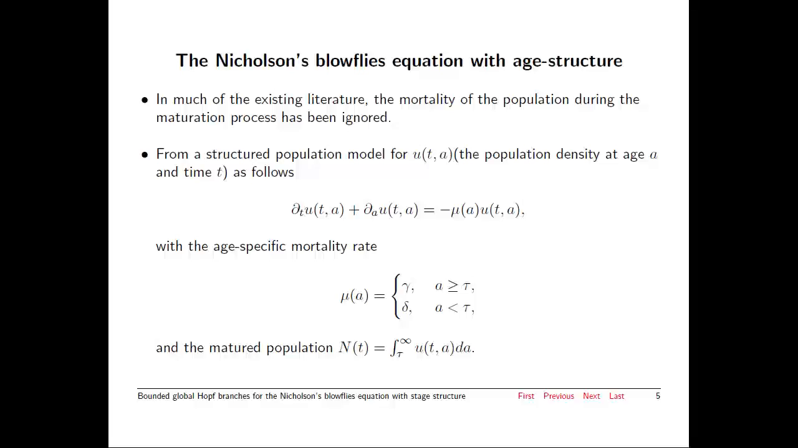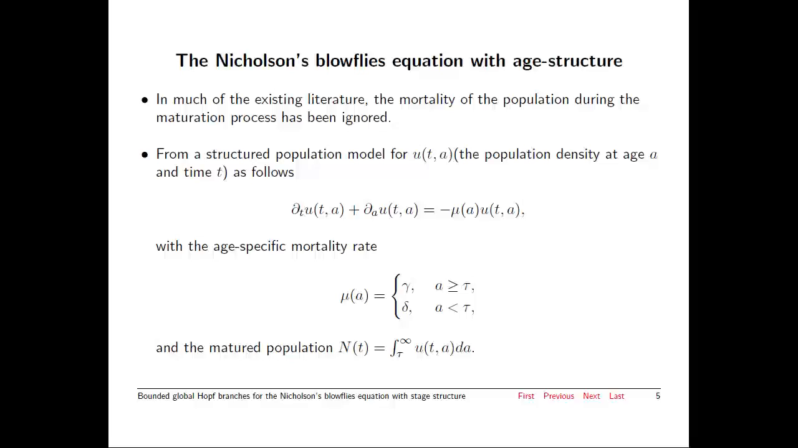Tau is the generation time. So the death rate depends on the age a. When a is larger than or equal to the generation time tau, then the death rate is gamma, otherwise it's delta. It means for the mature adults, the mortality rate is gamma, otherwise for the immature population, the death rate is delta. Then we use N to describe the mature population. So the mature population is equal to the integral of the population density with respect to the age a from the generation time to infinity.